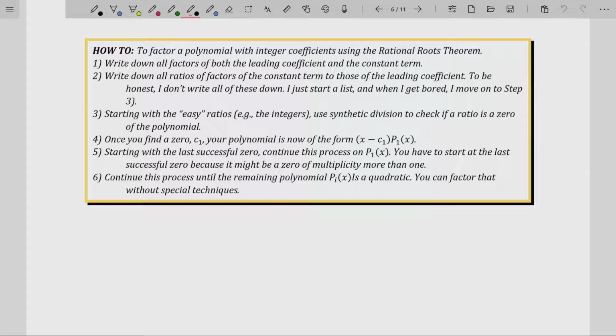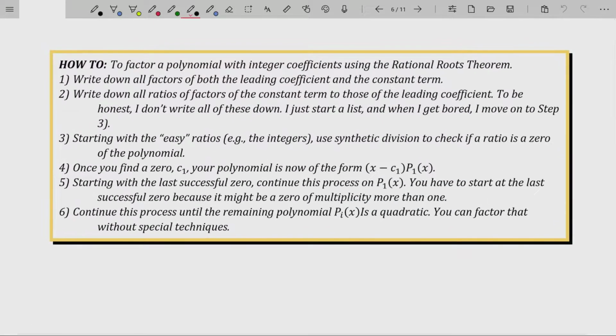So here's the how-to. How to factor a polynomial with integer coefficients, remember that's a requirement, using the rational roots theorem. I'm going to go ahead and highlight that integer coefficients is critically important. First thing you're going to do is write down all factors of both the leading coefficient and the constant term. There could be quite a few there, so don't be too intimidated if there's a lot. We have tactics to make our life a little bit easier.